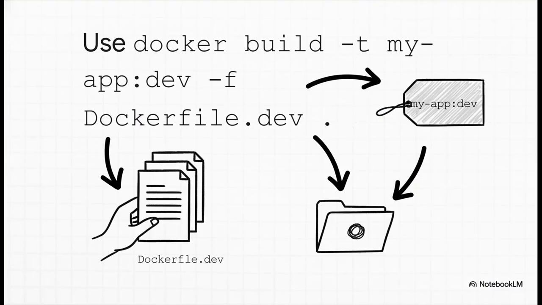And how do we do that? With the docker build command. Now this might look a little intimidating, but it's really not. The -t part is for tag. It just gives our image a friendly, memorable name like my-app-dev. The -f flag just lets us specify exactly which Dockerfile we want to use. And that little dot at the end, super crucial. That tells Docker, hey, all the files you need are right here in this current directory.